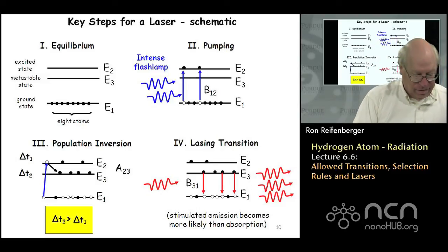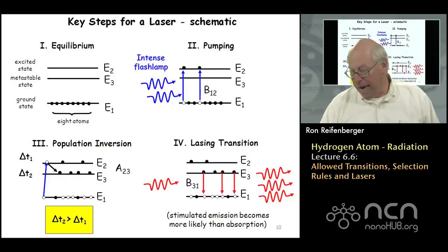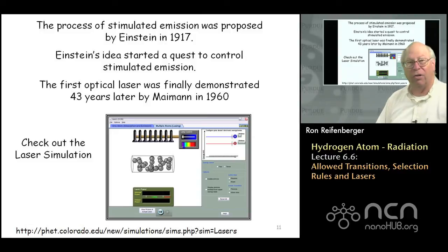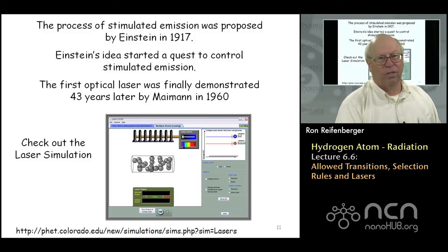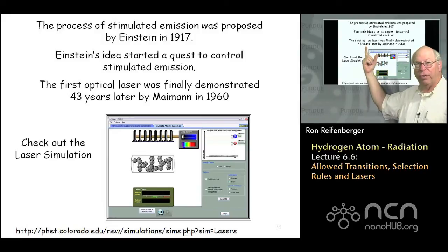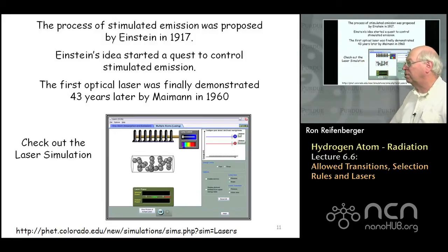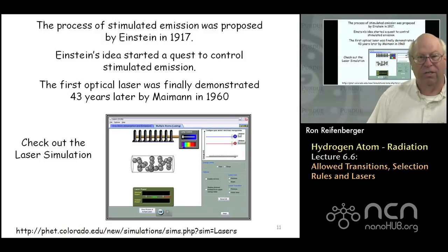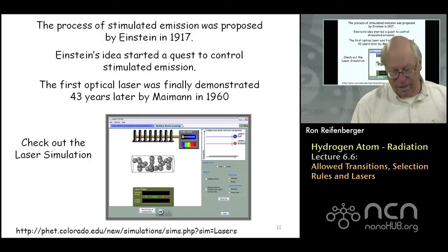So that was the insight that sort of drove research for about 50 years, right? For about 50 years. I always like to point out the timelines on these issues. Einstein proposed this stimulated emission process in 1917. It started a quest to actually demonstrate it experimentally. It took about 43 years. In 1960, the visible laser was invented and demonstrated by Maiman. The rest is history, right? Lasers are now everywhere in all forms of technology throughout the world.